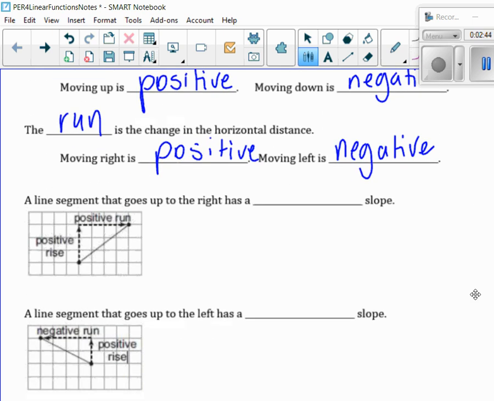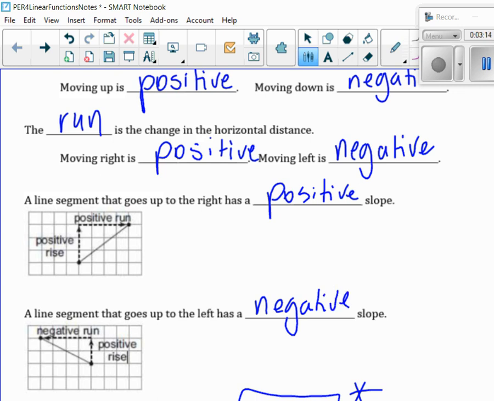Okay. Here's the other kicker here that I've been saying all along. A line segment that goes up to the right has a positive slope. A line segment that goes up to the left, again, I wouldn't say it as up to the left. I would say it as down to the right has a negative slope. I would never learn this as going to the left. I'm starting here going down to the right.